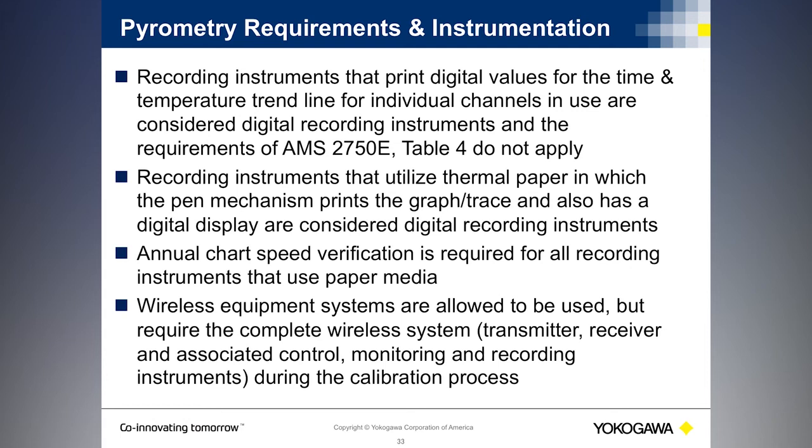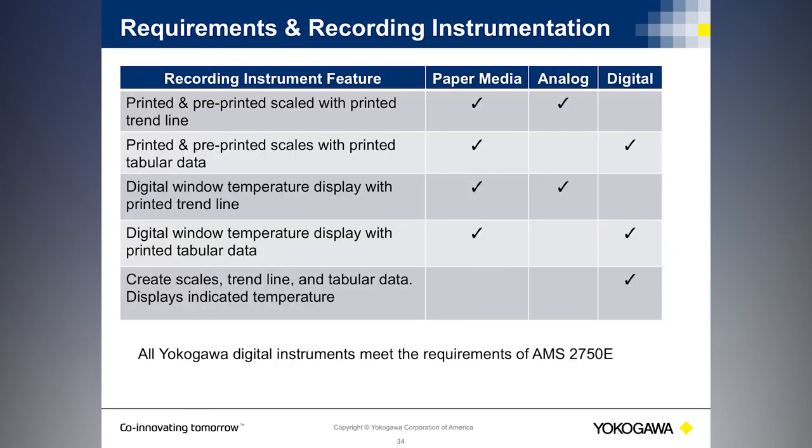Annual chart speed verification would be required for these recording instruments that use a paper medium. And 2750 also addressed the requirements of wireless systems, to address the emerging technologies out there with wireless transmitters, receivers, and associated controls as well. So this slide gives you an idea of what is considered paper medium, what's considered analog, and digital. Again, anything with a pre-printed scale that uses a pen to draw the trace of a graph is going to be considered an analog recorder. Anything that prints out of digital media is a digital recording.